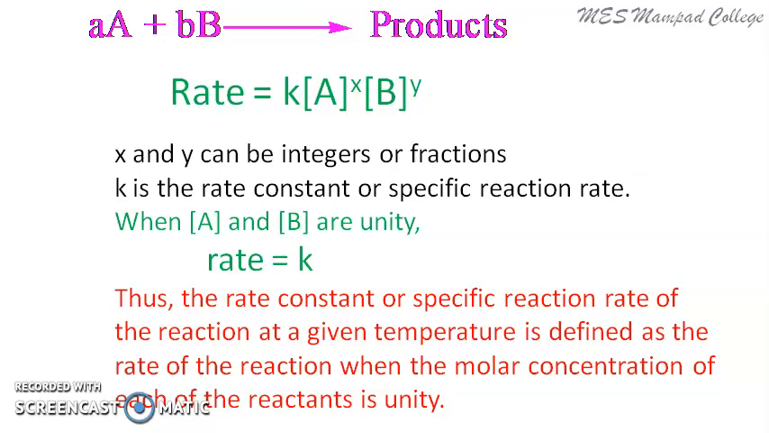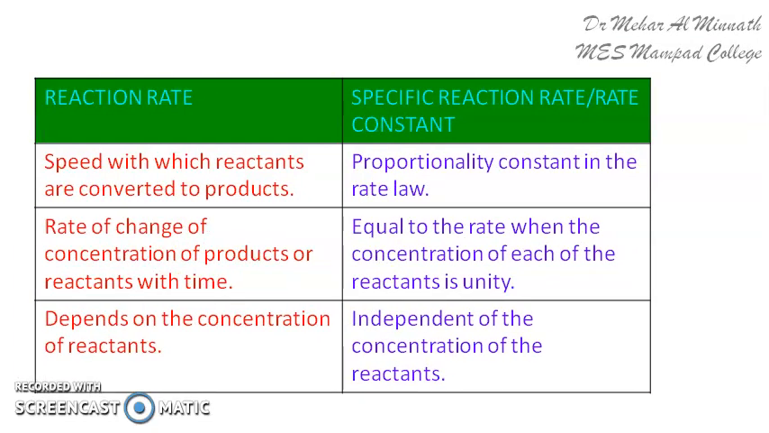Now there are a few differences between rate of reaction and specific reaction rate. Reaction rate expresses the speed with which the reactant is converted to products, while specific reaction rate is only a proportionality constant in the rate law, K. And reaction rate is the rate of change of concentration of product or of reactants with time, isn't it? We have defined it in our last video. And specific reaction rate is equal to the rate when the concentration of each of the reactants is unity. The reaction rate depends on the concentration of reactants, while the rate constant or specific reaction rate is independent of the concentration of the reactants.